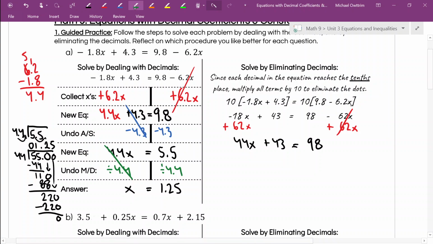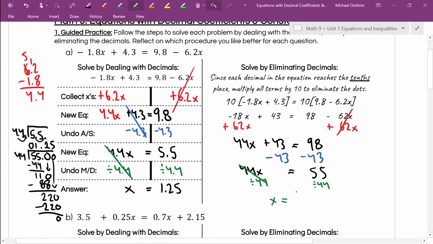Next, we're going to undo the addition. So the opposite of adding 43 is subtracting 43. Guess I've been using blue for that. And that'll give us 44x is equal to 8 take away 3 is 5, 9 take away 4 is 5, 55. And then the opposite of multiplying by 44 is dividing by 44.